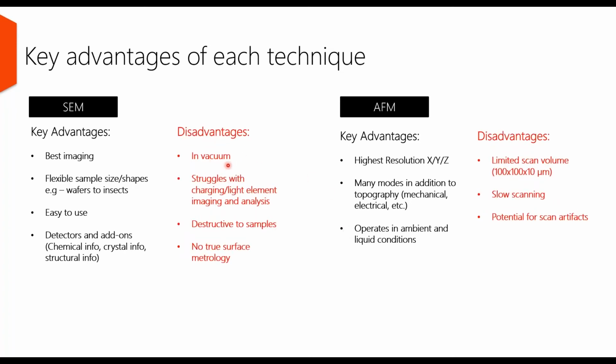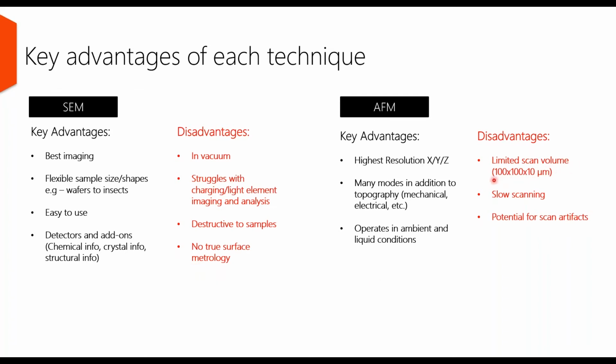Well, disadvantages. You have to operate an SEM in a vacuum. If you have a sample that charges, that absorbs electrons, you can have a bit of a struggle with the image quality. It is destructive to the sample, so you can actually damage the sample itself. Not only that, but if you need to coat the sample with something conductive, like a layer of gold, obviously that's destructive to the sample. And you don't get true surface metrology, meaning you don't measure the actual Z height of a sample.